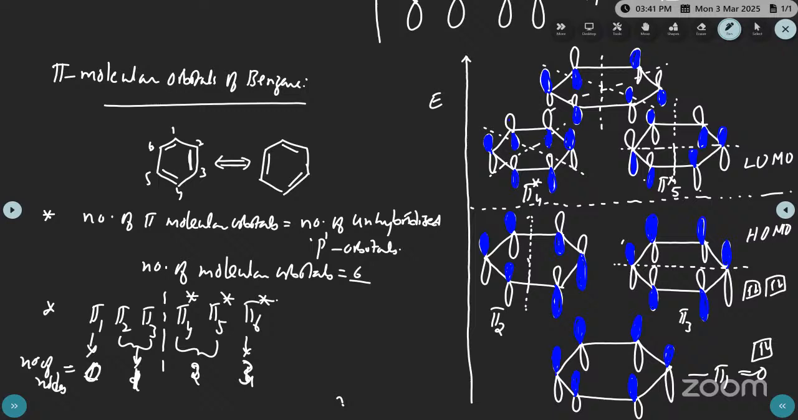So next, what is the bond order? What is the bond order of benzene? How many bonds are present between the atoms? Sometimes 2 and sometimes 1.